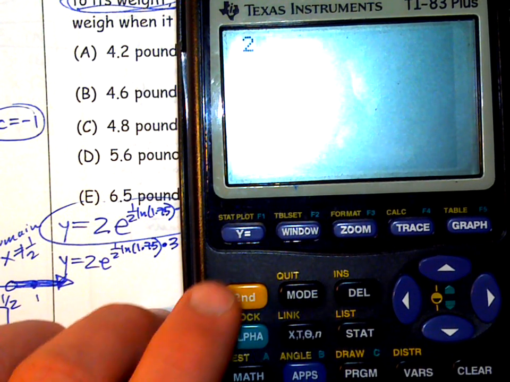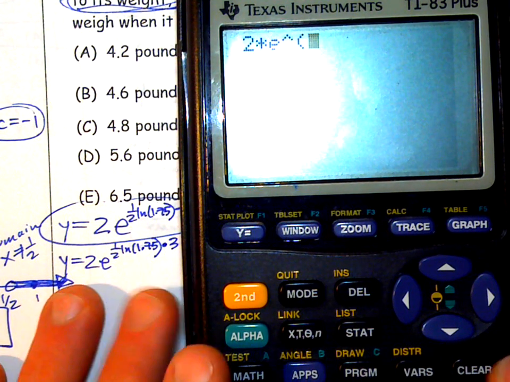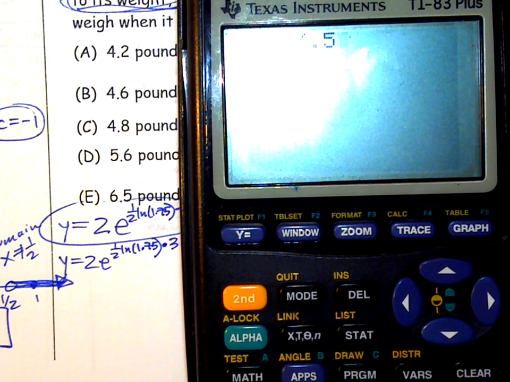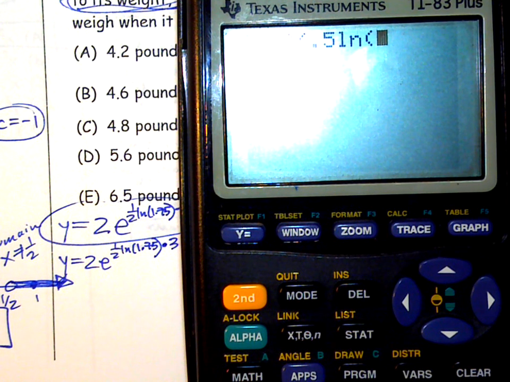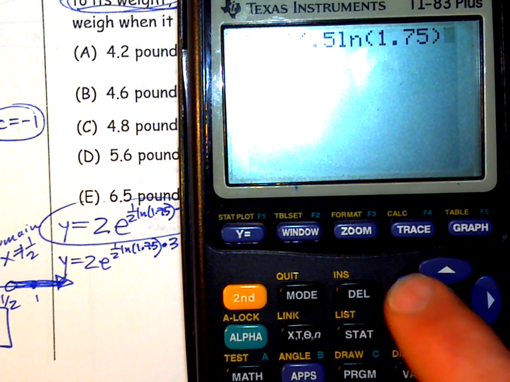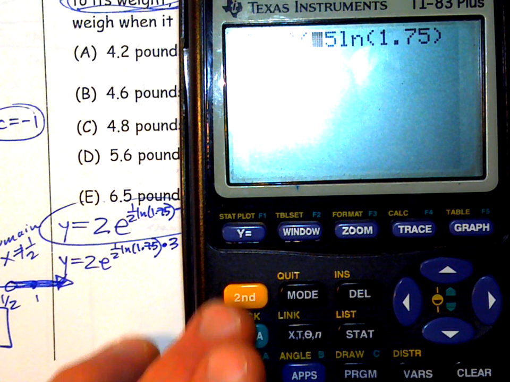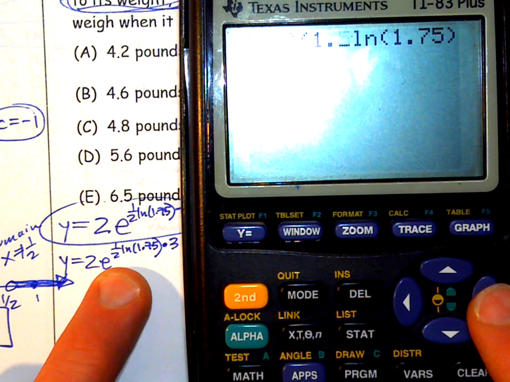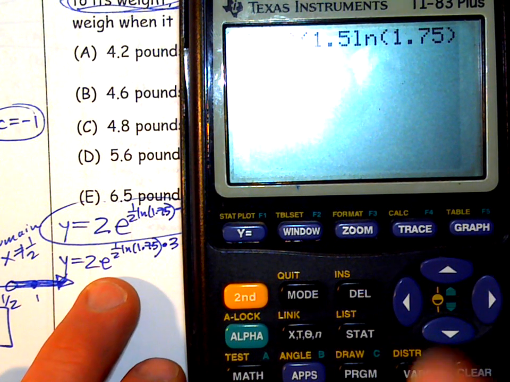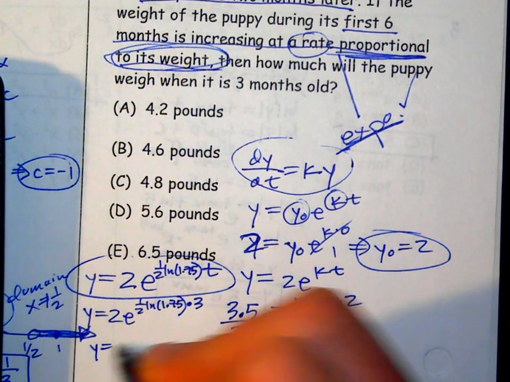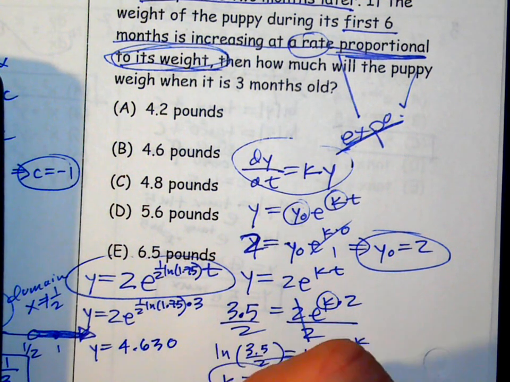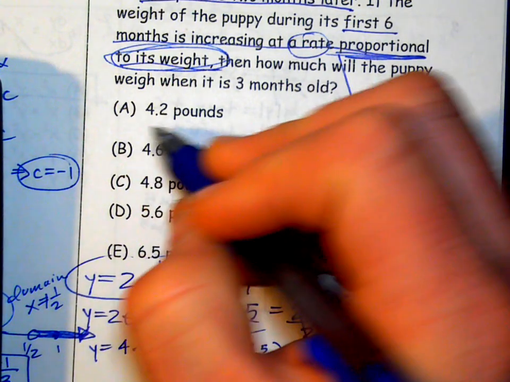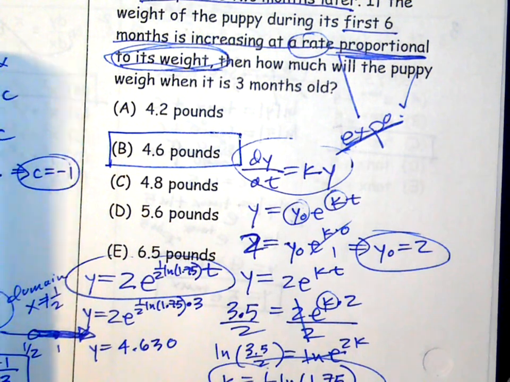2 times e to the 0.5 natural log 1.75, close the parentheses. We could just make this 1.5 because there's a 3 times the 1/2, so that's 3 halves, 1.5. However you want to enter it in, and we get 4.630. So it says, I don't know, 4.6 would be truncated. Seems like the best answer.